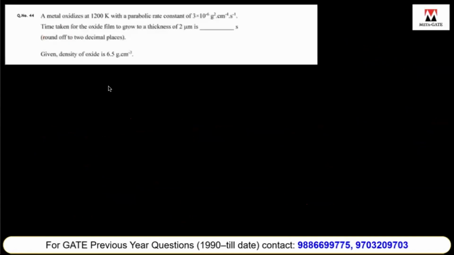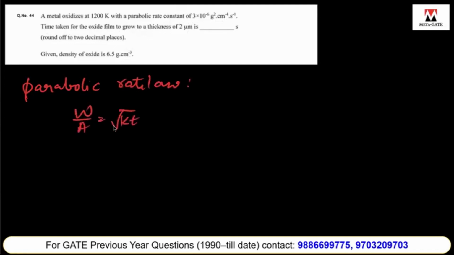The metal oxidizes at 1200 Kelvin with a parabolic rate constant of 3 into 10 power minus 6 gram square per centimeter power 4 per second. The time taken for the oxide film to grow to a thickness of 2 micrometer is dash seconds. The density of oxide is given as 6.5 gram per centimeter cube. So use the parabolic rate law, W by A is equal to root over KT.